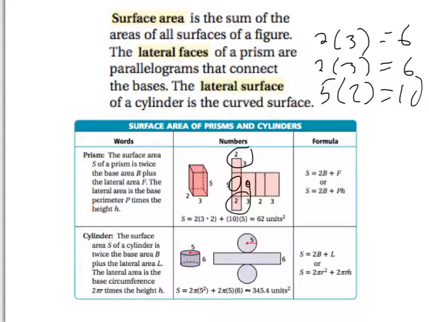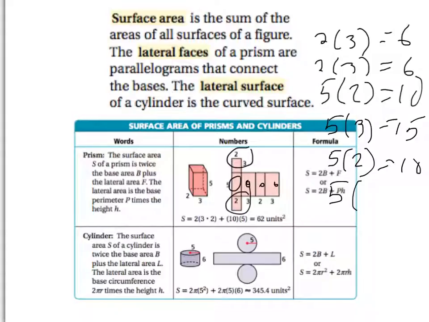Now the area of this box right here is going to be 5 times 3. So that's 15. The area of this box is 5 times 2. So that's 10. And the area of this box right here is 5 times 3. So that's 15. Now we have to add all these together. So 6 plus 6 is 12. Plus 5 is 17. Excuse me. 17 plus 0 is also 17, and 17 plus 5 is 23.